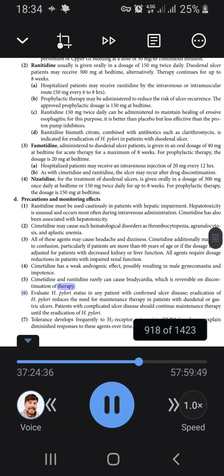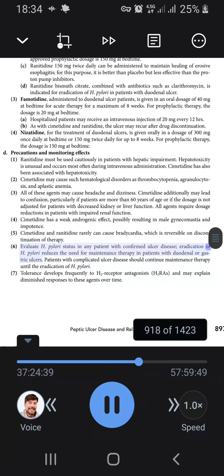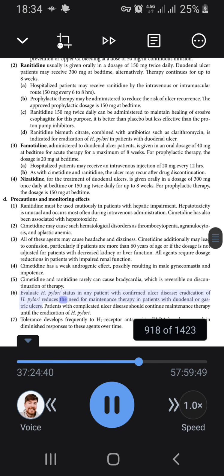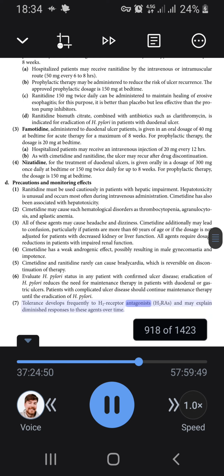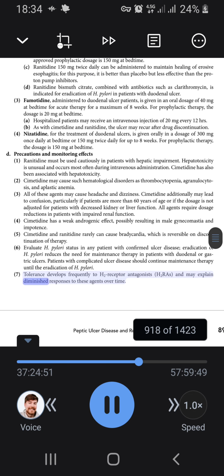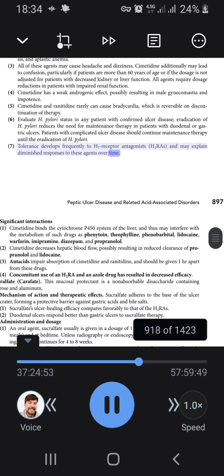6. Evaluate H. pylori status in any patient with confirmed ulcer disease. Eradication of H. pylori reduces the need for maintenance therapy in patients with duodenal or gastric ulcers. Patients with complicated ulcer disease should continue maintenance therapy until the eradication of H. pylori. 7. Tolerance develops frequently to H2 receptor antagonists, and may explain diminished responses to these agents over time.